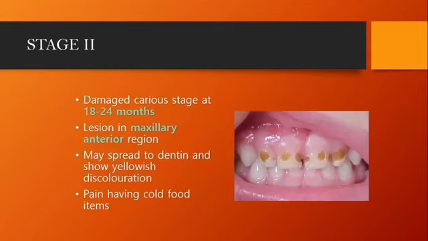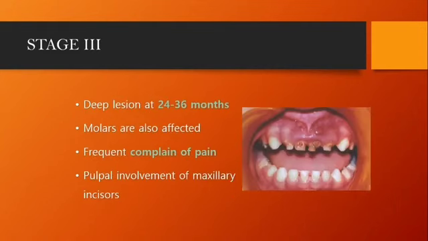Stage 2 is the damaged stage. The damaged caries stage is 18 to 24 months, and the lesion is seen in the maxillary anterior region only. It may spread to dentine and show yellowish discoloration. And whenever the child has cold foods like ice cream or cold drinks, pain can be felt.